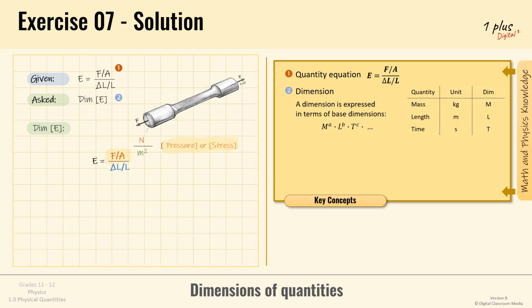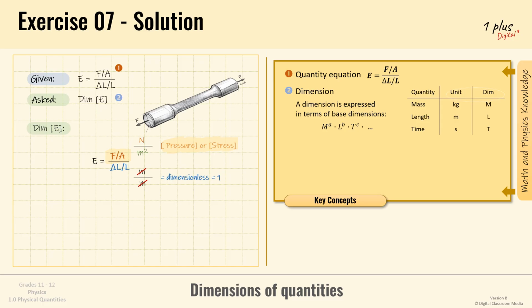Now we look at the denominator of the equation. There we have delta L divided by L. That is a change in length divided by a length. Both have the unit meter, and meter divided by meter gives 1. This means that this term is dimensionless. That's a very important point. The relative change in length has no unit. Therefore, for E, only the expression from the numerator remains.